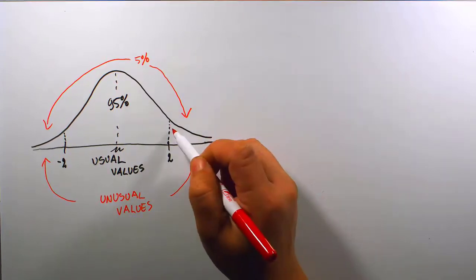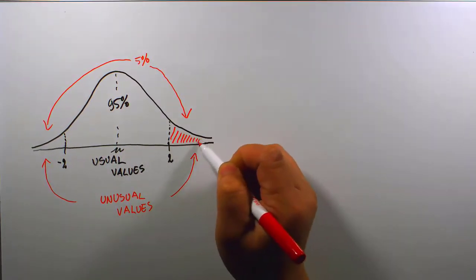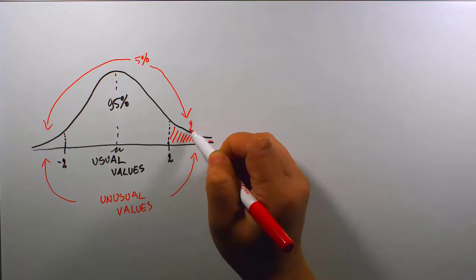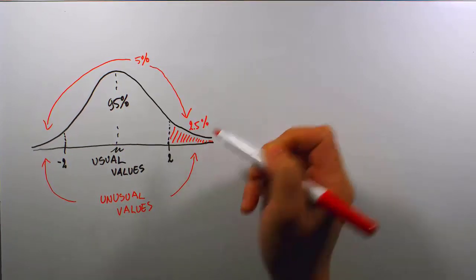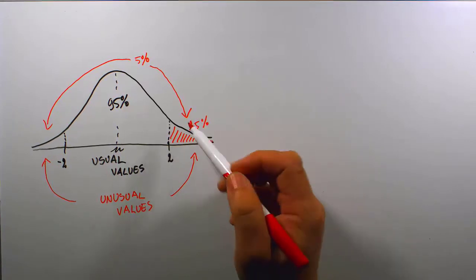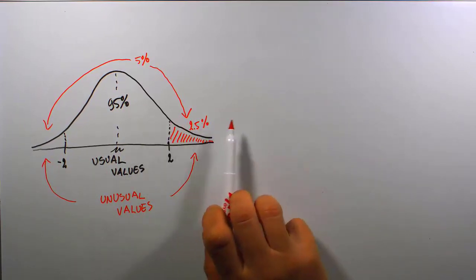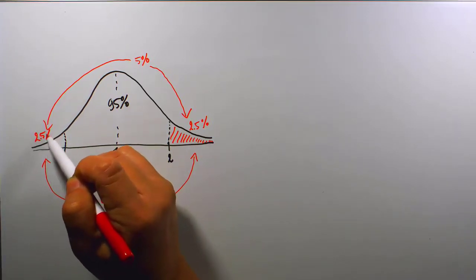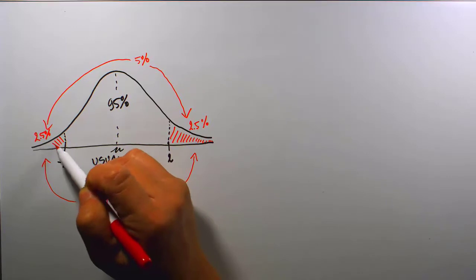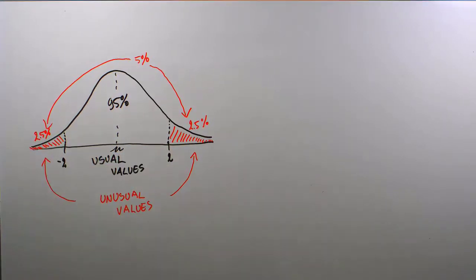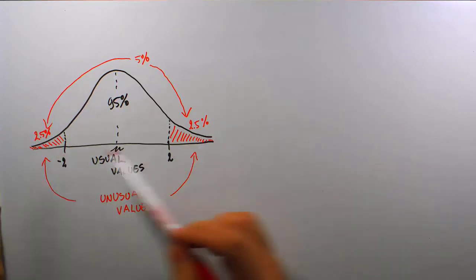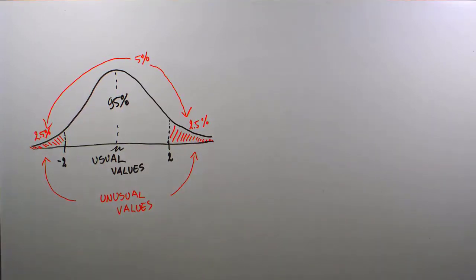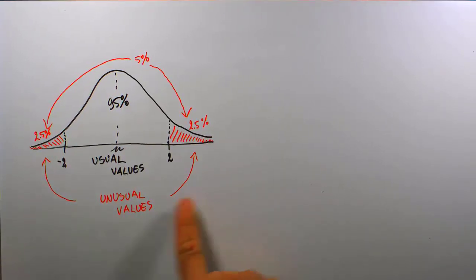That means if I'm shading, this little tail is only 2.5%. There's only 2.5% of values above z-score 2, or only 2.5% of values falling below z-score -2. And having a low probability, a low percentage like that, is why those values are referred to as the unusual values.